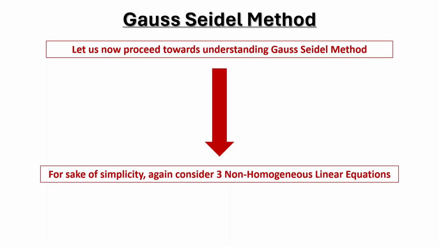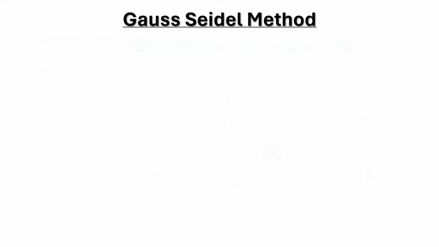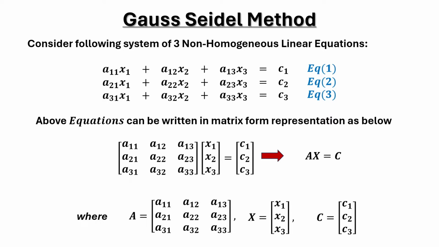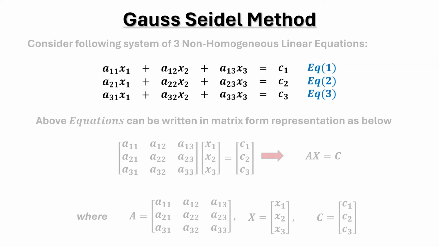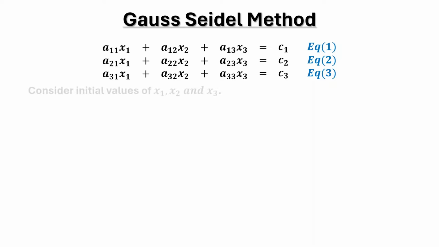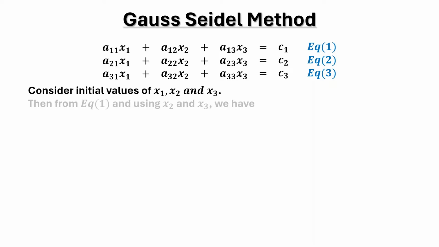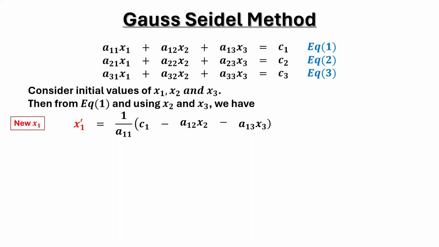For sake of simplicity, again consider three non-homogeneous linear equations. We have already seen these equations. Consider initial values of x1, x2, and x3. Then from equation 1 and using x2 and x3, we have new value of x1 denoted by x1 prime.